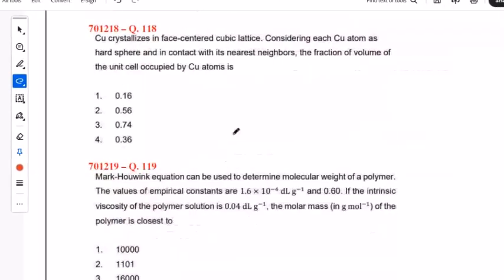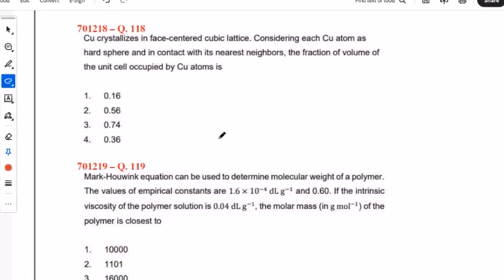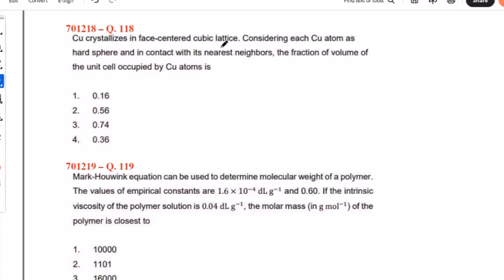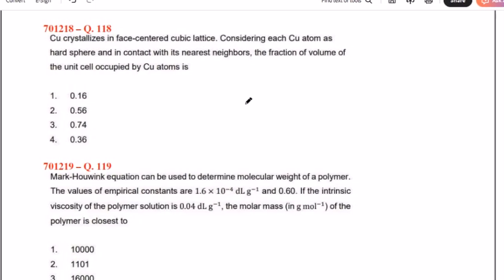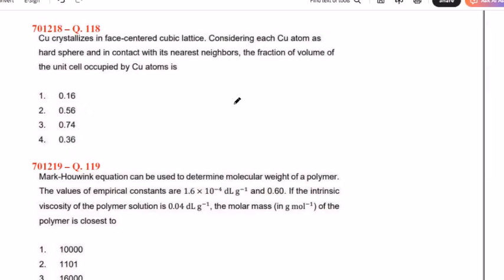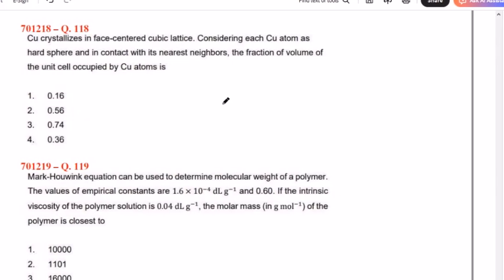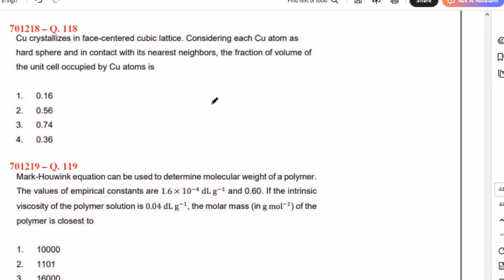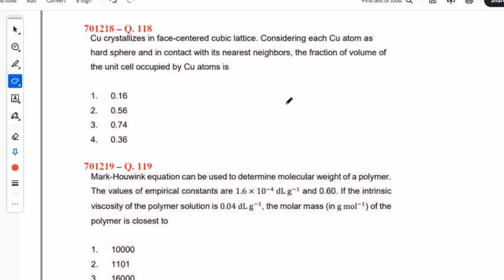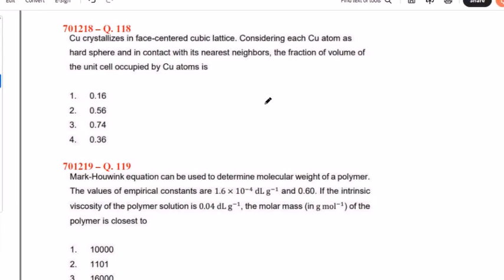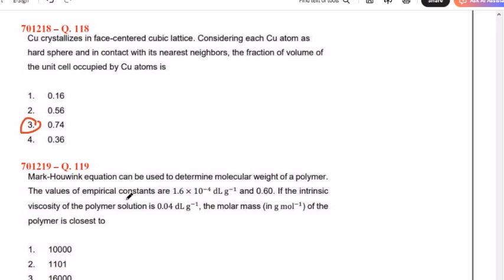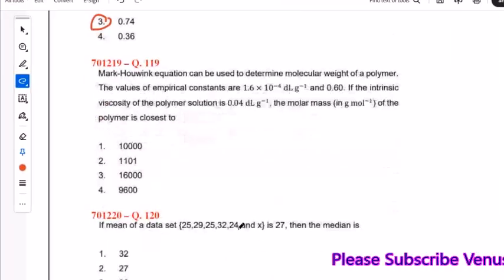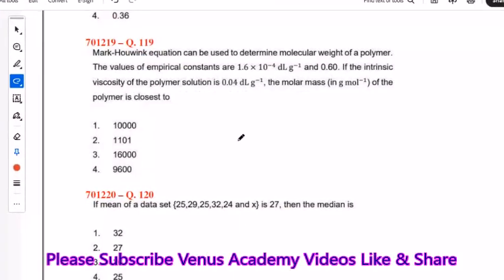Next, question number 118. Copper crystallizes in face-centered cubic lattice, considering each copper atom as hard sphere and in contact with its nearest neighbors. The fraction of volume of the unit cell occupied by copper atom is. Option number 3 is correct option, friends. 0.74 is correct option.